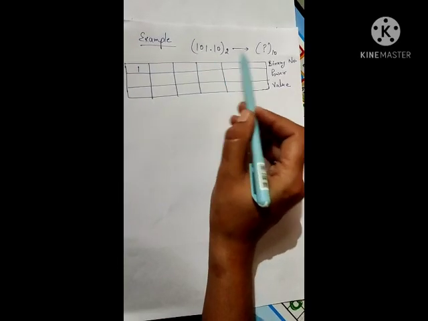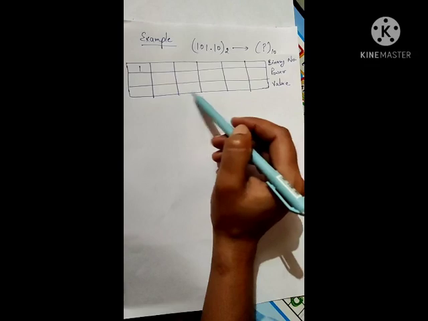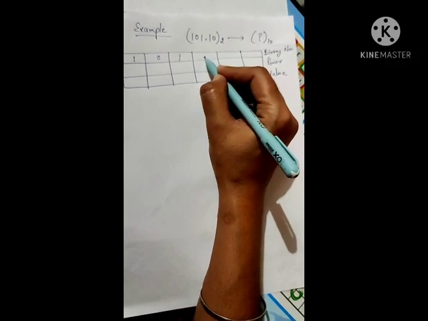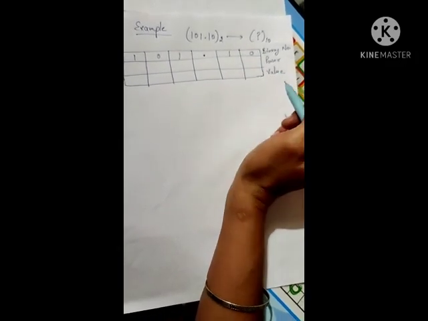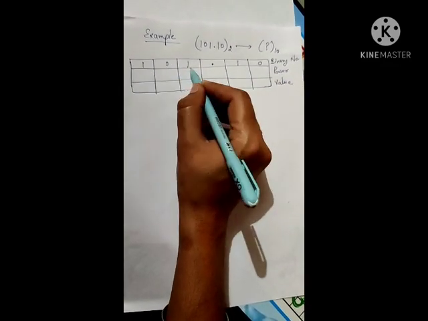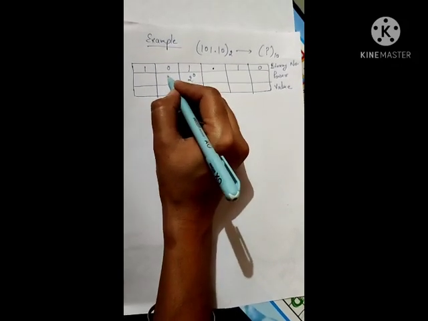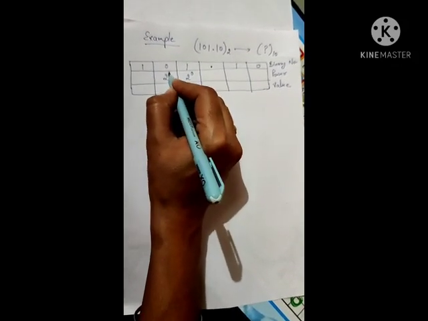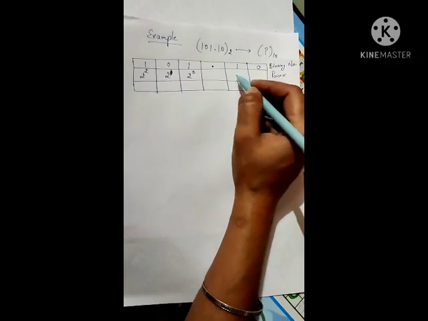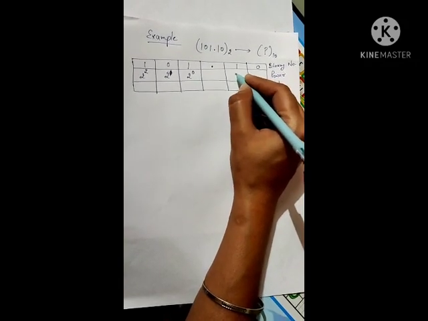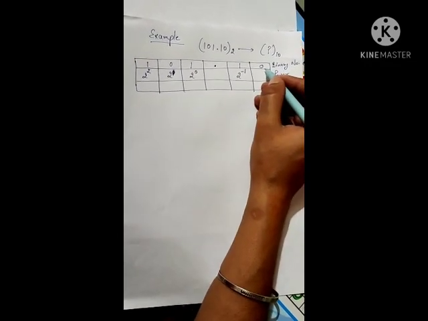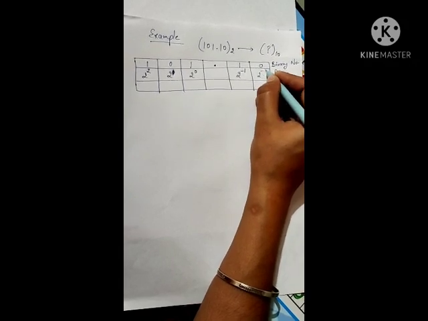We want to convert this number into decimal. So firstly we have to make the table for that, and we write the number here, 101, with the decimal point also. So how can we write the power of 2 for the integral part? 2 to the power 0 and 1 in increasing order from right to left, but we write the power 2 to the minus 1 from left to right for the fractional part of the binary number in decreasing order.